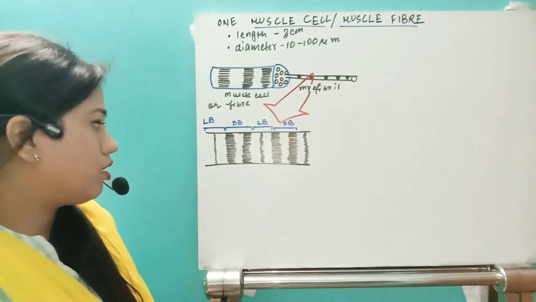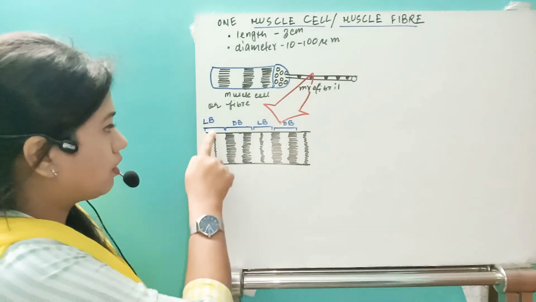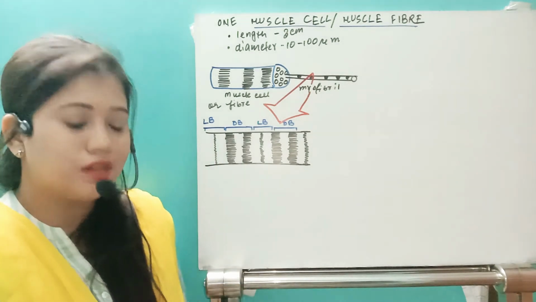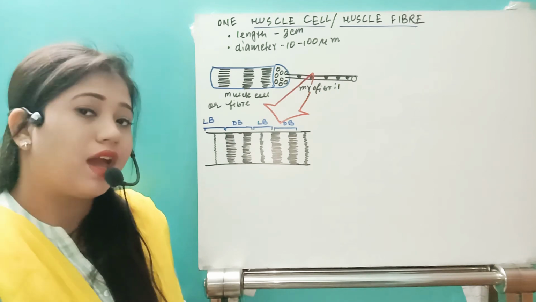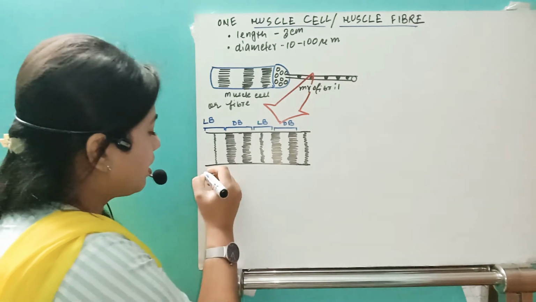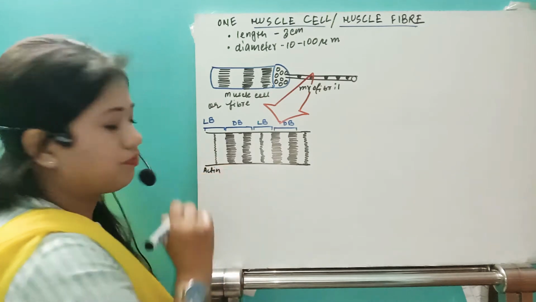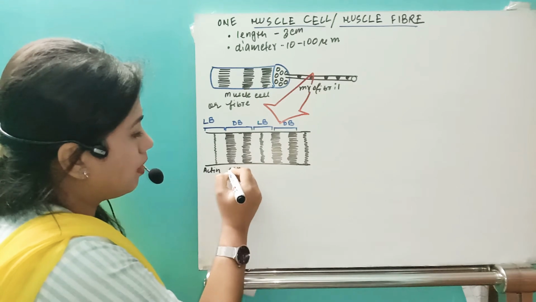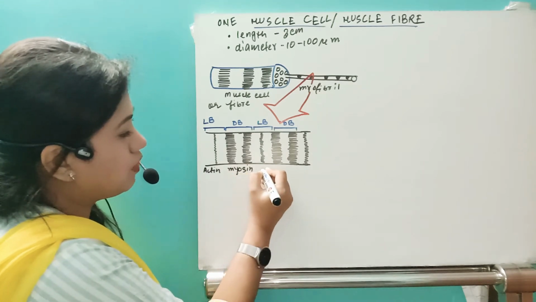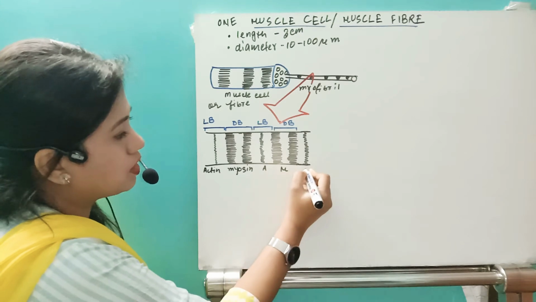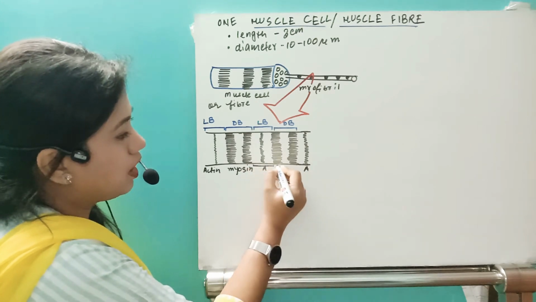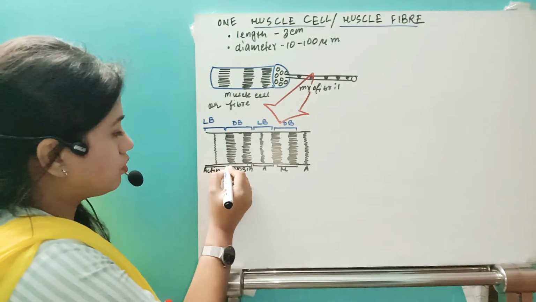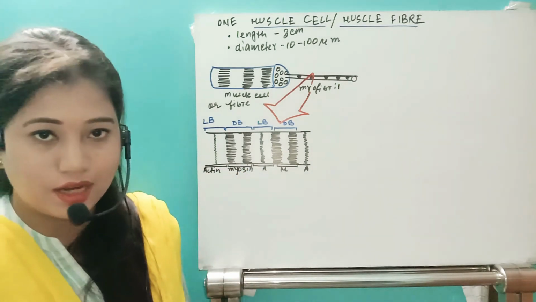Now see here, this region is one dark region. In the light band region, we are going to have one type of protein, and that is known as the actin protein. And in the dark band region, we are going to have the myosin protein. Then we have actin, then myosin, then actin. This way it will proceed. From here to here we have myosin. From here to here we have the actins.